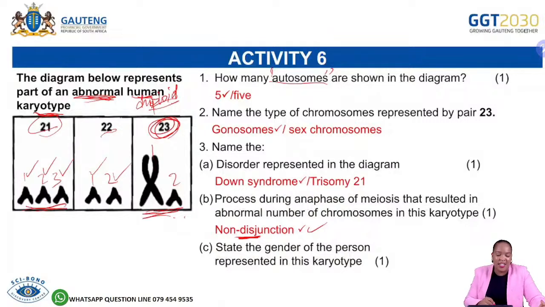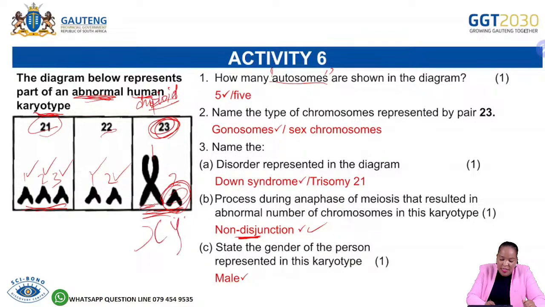Now state the gender of this person. If you master this one, you must be very proud of yourself. The gender here will be male. Why? Because the Y chromosome is shorter than the X chromosome. Remember we said they are not represented as XY, but the length will definitely tell you.